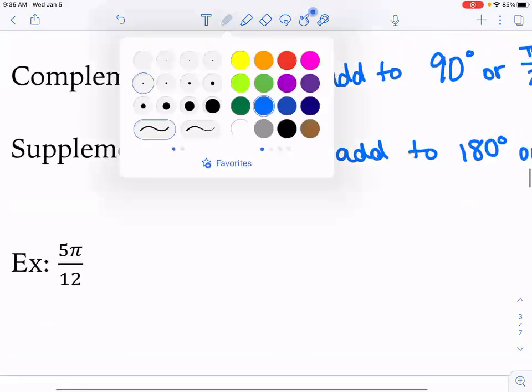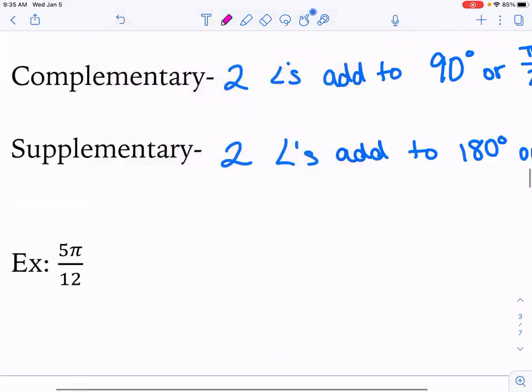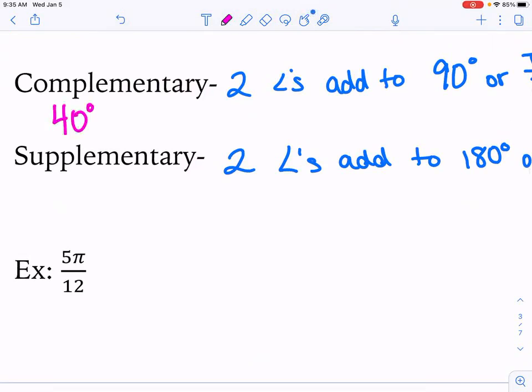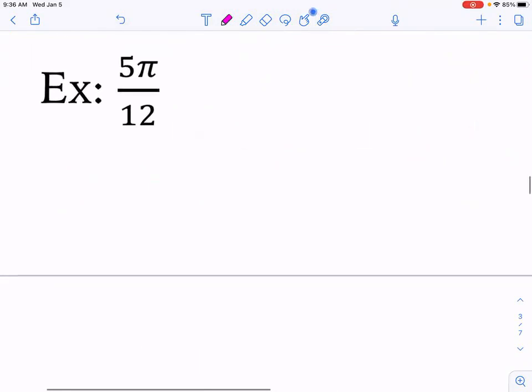Let's do that right now. 40 degrees. Its complement would be what, Grayson? Good. And 40 degrees, its supplement would be what, Luke? We know that they have to add up to be 180. We know that complementary angles have to add up to be 90 degrees. Now, it's not going to be quite as smooth with radians. We're going to have to think a little bit harder, but that's okay. We can do it. We're going to take 5 pi over 12.